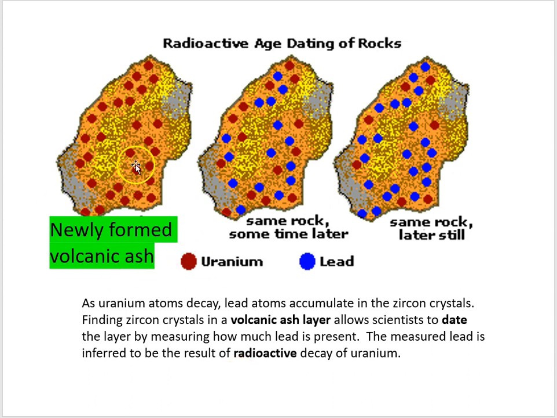So as the uranium atoms decay, lead atoms accumulate in the zircon crystals. So finding the zircon crystals in a volcanic ash layer allows scientists to date the layer by measuring how much lead is present. The measured lead is inferred to be the result of radioactive decay of uranium. So since there was no lead in the beginning, any lead that's present must have been the result of radioactive decay from the uranium.